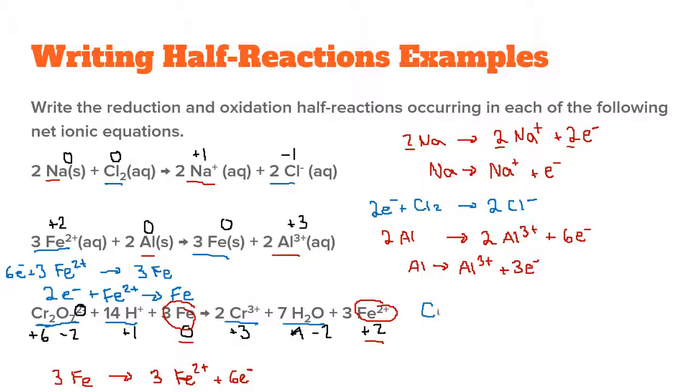So we'll start it off the same way. Cr2O7 2-, plus 14 H+, and that's going to be yielding 2 chromium 3+ ions and 7 waters.